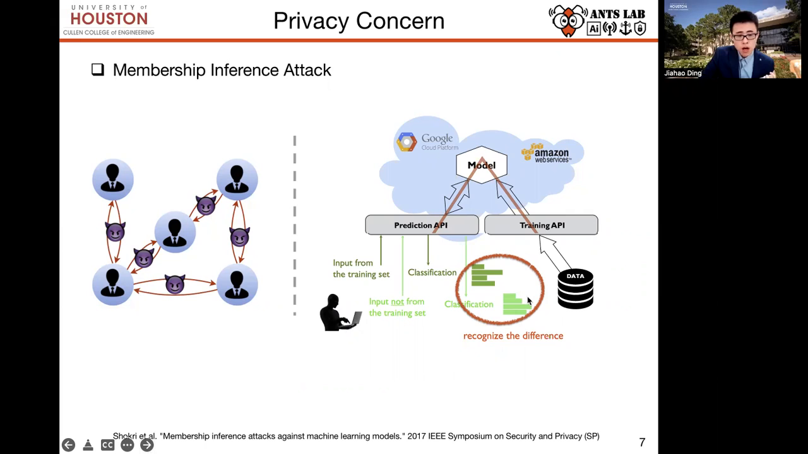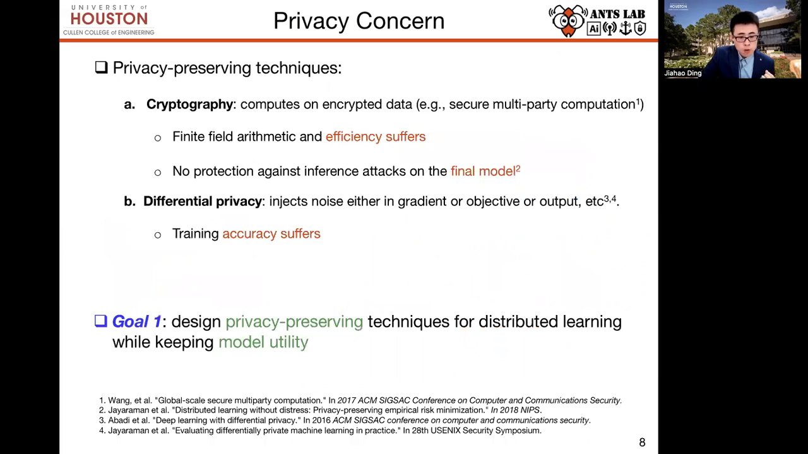For example, with binary classification, it can predict whether the data is from train data or not. So, as I mentioned at the beginning, there are a lot of privacy concerns, like model inversion and membership inference attack.